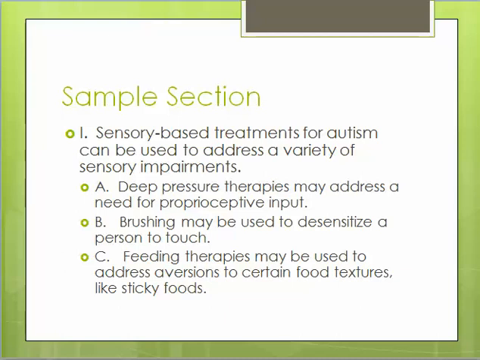So what you notice about this is that it moves from a more general sentence or a more general topic to three related, more specific topics. And you notice that all of these topics appear in the form of sentences that make particular claims about the topic of sensory integration therapy or sensory treatments for autism.